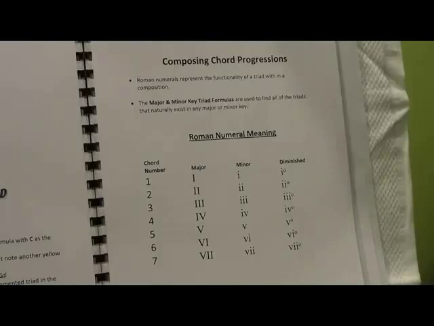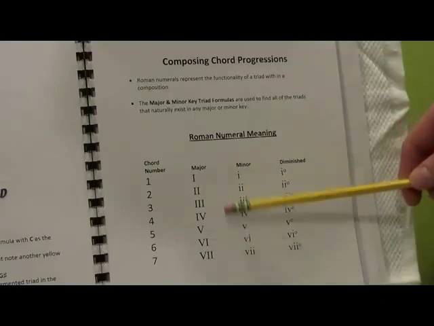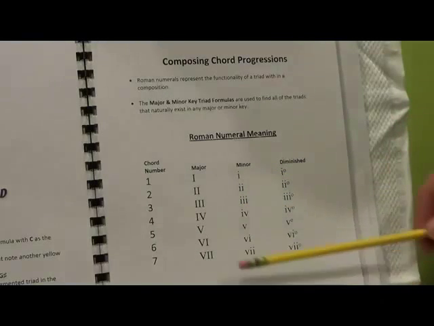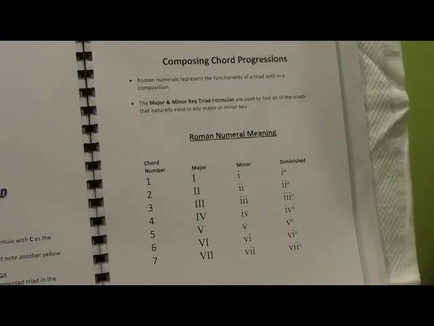Now that we know how to create our triads, we're going to figure out how to put different triads together to create a chord progression. So the first thing we need to learn is that we're going to represent all of our chords with Roman numerals. Just to review, I is 1, II is 2, III is 3, IV is 4, V is 5, VI is 6, and VII is 7.